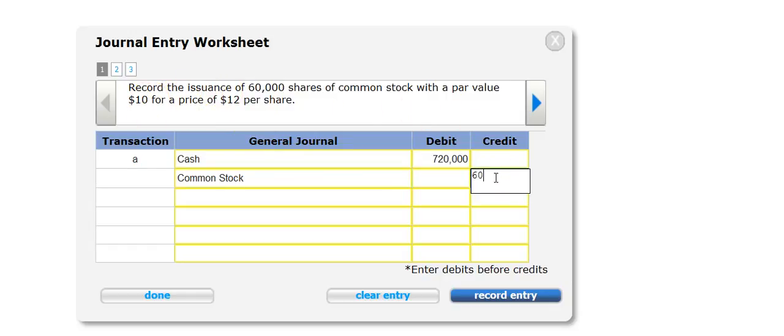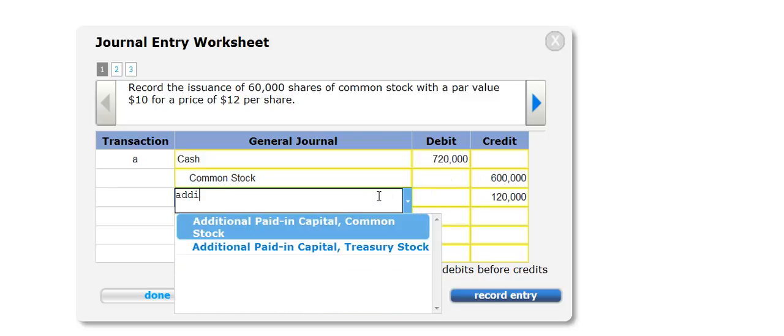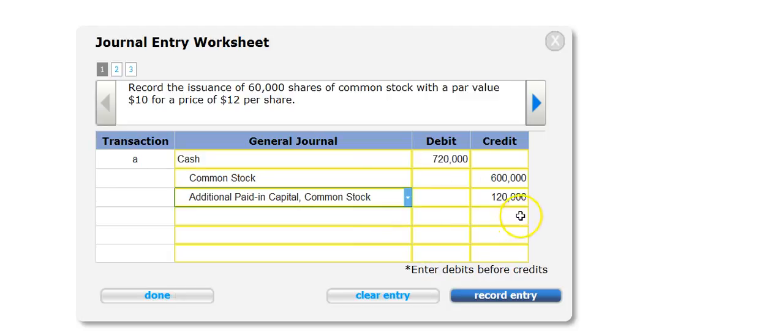$600,000. The difference, the extra amount, the extra $2 a share times 60,000 shares, or $120,000, goes into the additional paid-in capital common stock. Both common stock and additional paid-in capital common stock are stockholders' equity accounts that we're going to see on the balance sheet. Next journal entry.